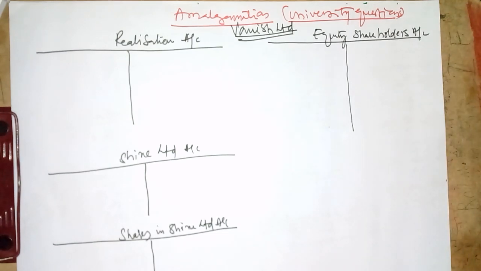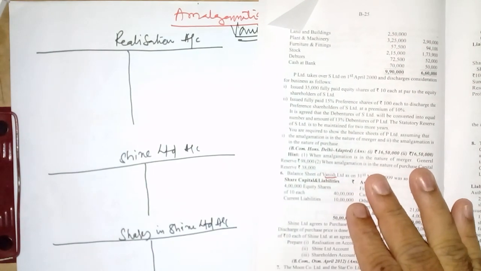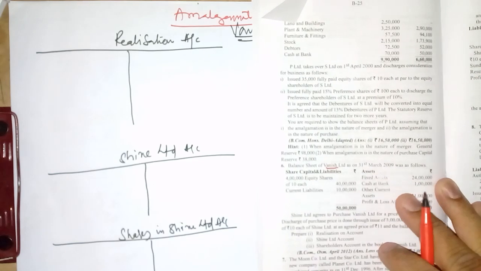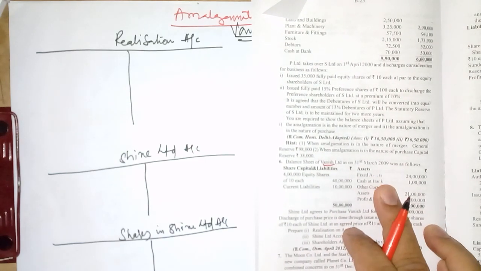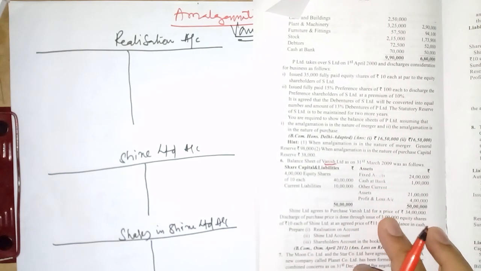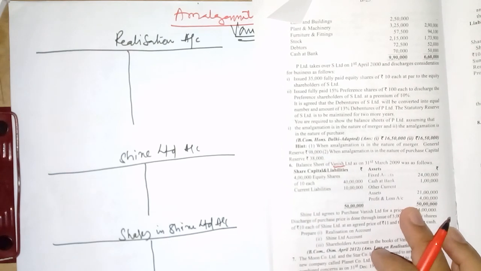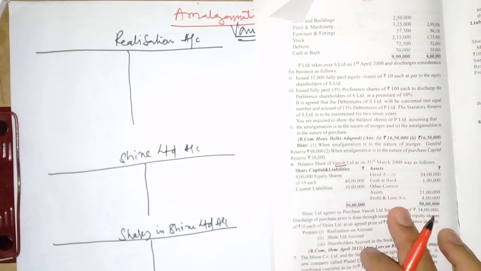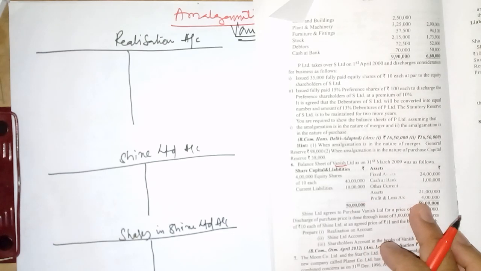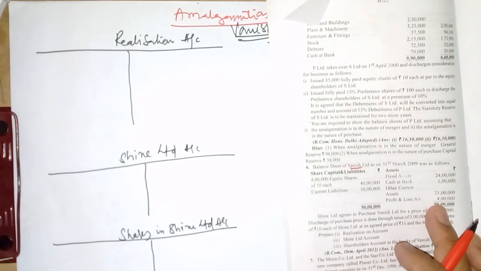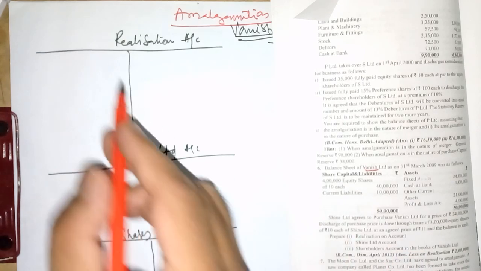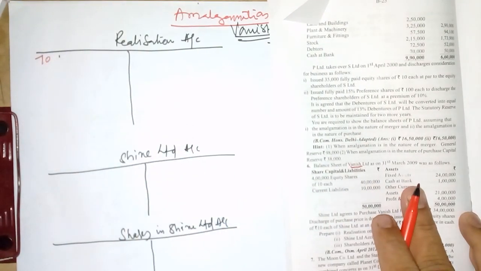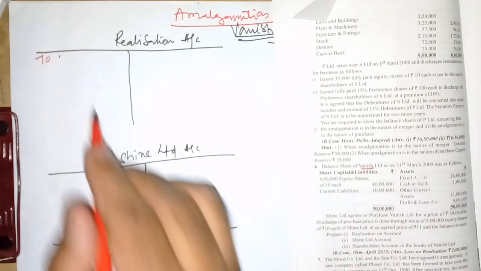So what is the first entry? The first entry is realization account debit to various assets. We have been given all the assets: fixed assets, cash at bank, other assets, and P&L account. Except which asset? Except the fictitious asset, that is the P&L account, which we should not take. Right? So first entry, realization account debit to various assets. What are the assets? Fixed assets, cash at bank, current assets.